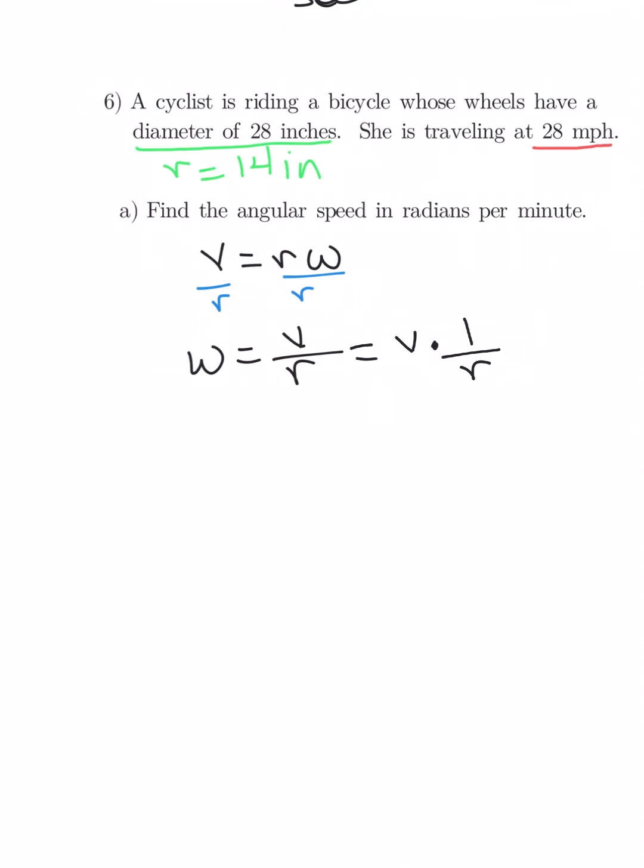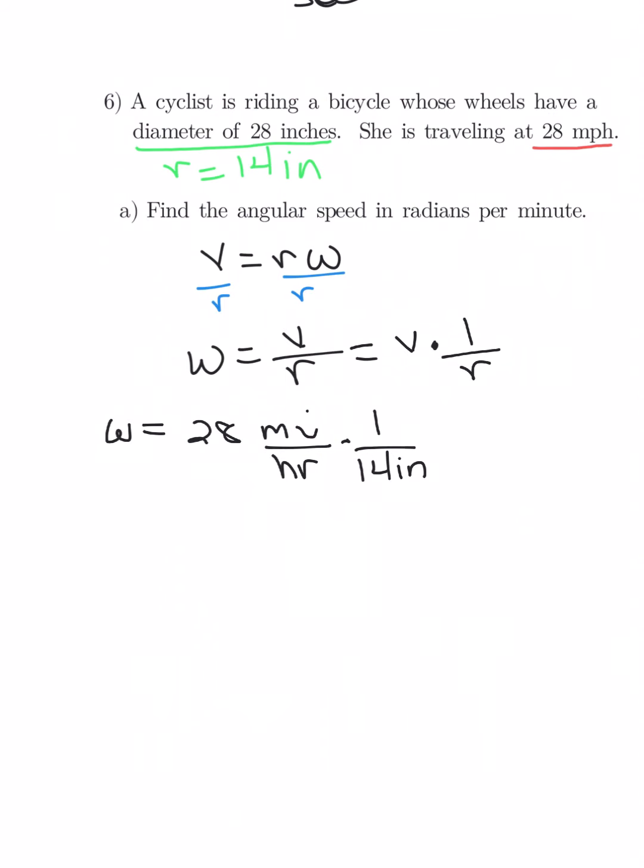Now that we know how we're going to find omega, what formula we're going to use, we're going to start putting things into position. Omega equals V. What is V? It is 28 miles per hour. I find it really, really helpful to write the units in full fractional form instead of with the slash. It makes it so much easier when you have to do conversions. We're going to take that times 1 over our radius, 14 inches.